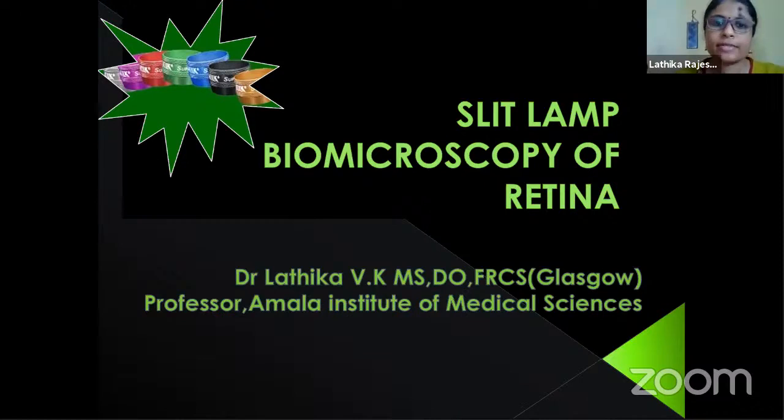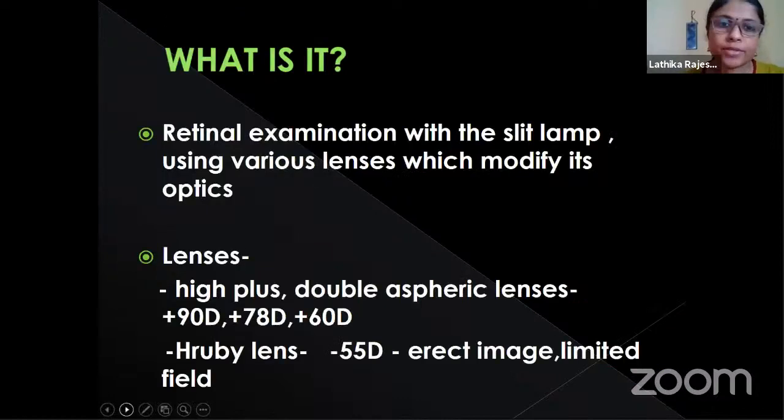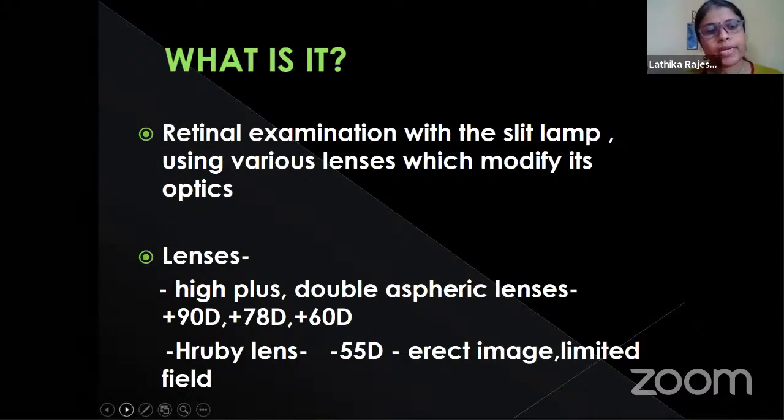You've just listened to two wonderful talks on direct and indirect ophthalmoscopies. Now I'm going to discuss something that combines the beauty of both, that is using a slit lamp for retinal evaluation. We need to modify the optics of the slit lamp slightly if you need to see beyond the anterior vitreous. The lenses we use are usually high plus lenses. You can use either plus 90, 78 or plus 60, but commonly we use plus 90 or plus 78.